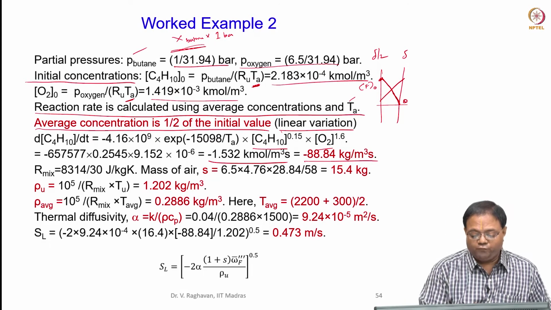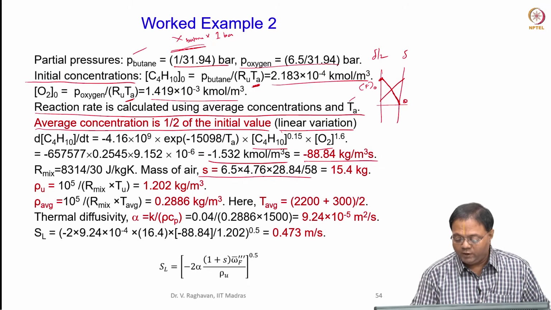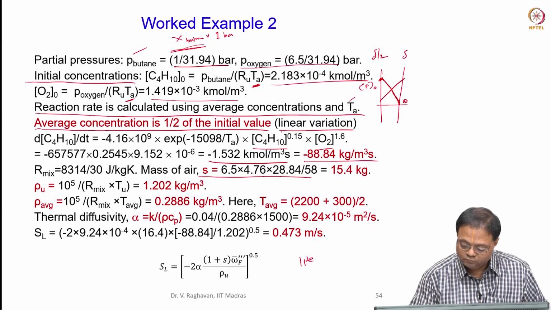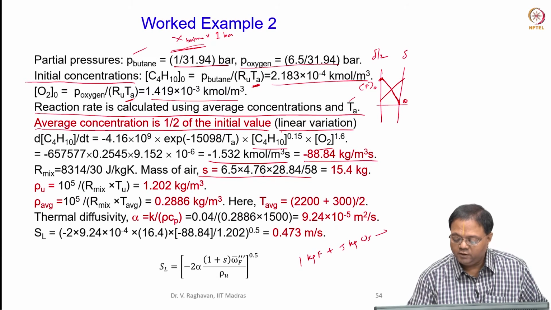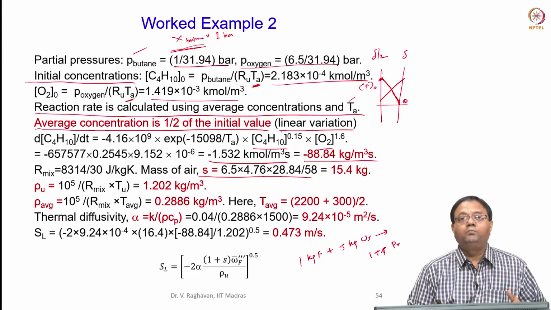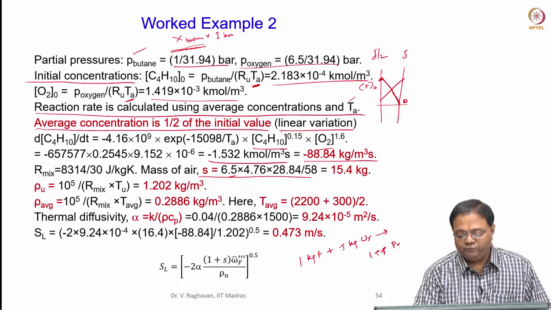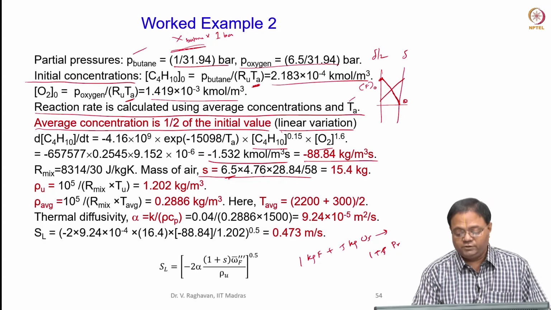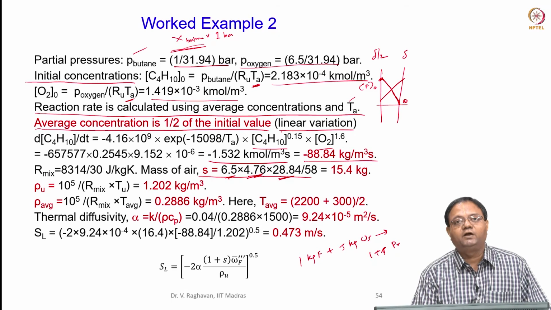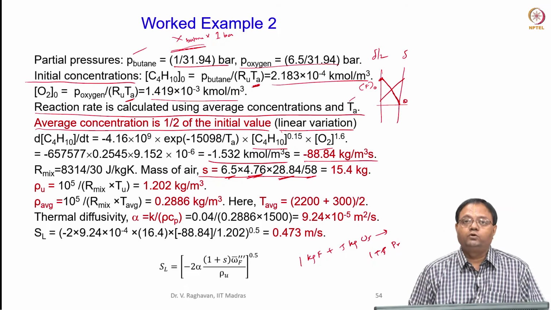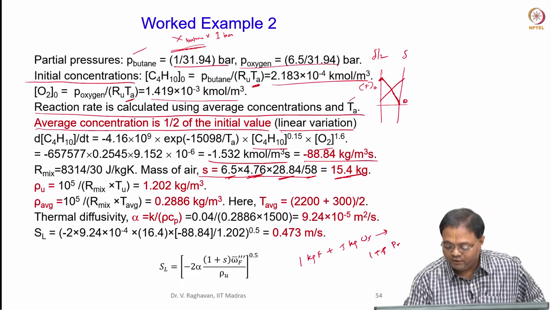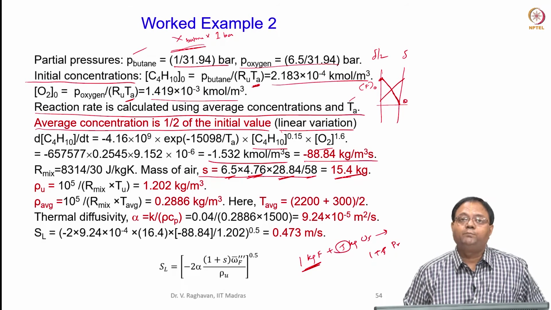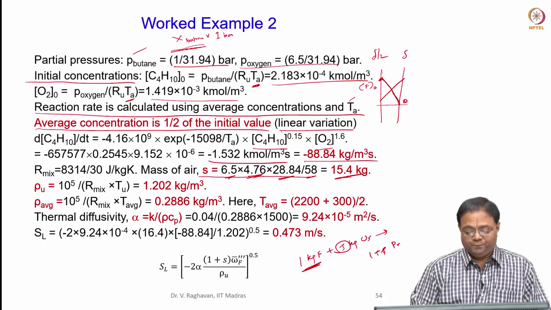Now you have to find S: 1 kg of fuel plus S kg of oxidizer giving 1 plus S kg of products. So what is S? This S is nothing but the mass of air. That is 6.5 into 4.76 into the molecular weight of air, divided by the molecular weight of the fuel, for this stoichiometric reaction. So for 1 kg of fuel you require 15.4 kg of air, which is the value of S. For 1 kg of fuel you require 15.4 kg of the oxidizer, which is air. Now you calculate that.